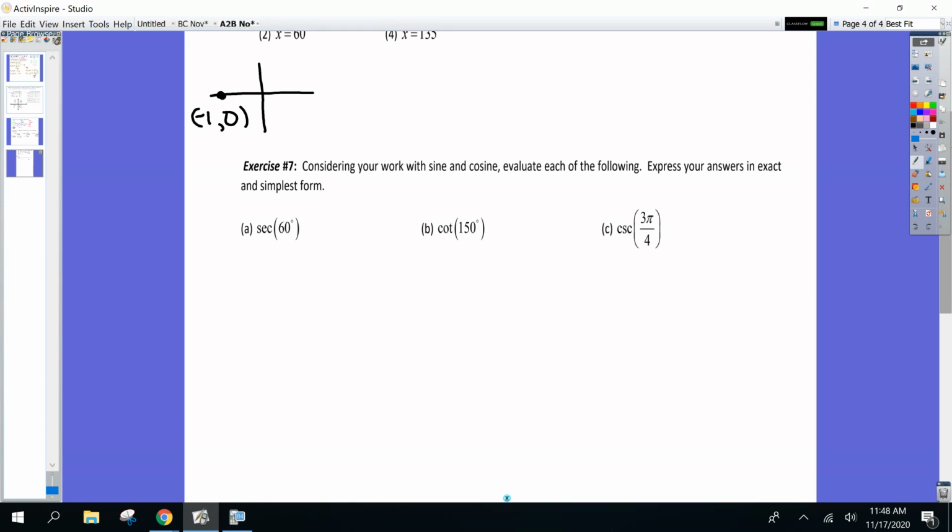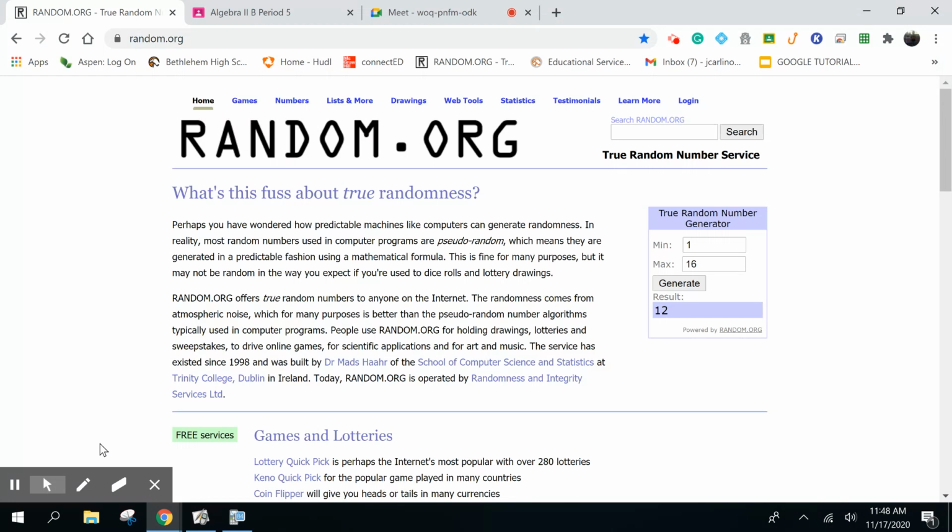Secant of 60. I'm not even going to say a word. I just want to know what you're thinking. Secant of 60. Remember, it says exact value. So no decimals. I want radicals or fractions. Okay, secant of 60. Who's going to help me out here? Caroline, ready?